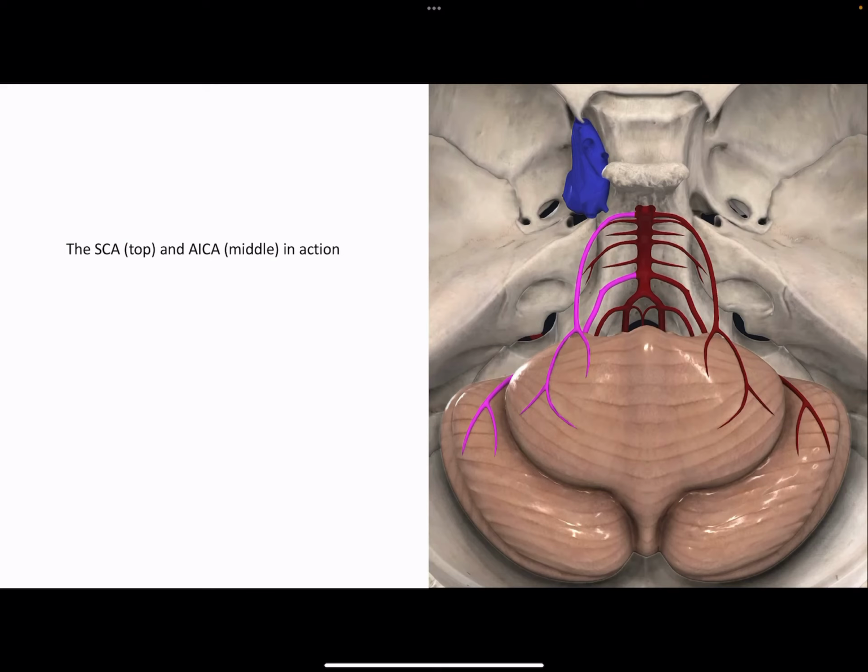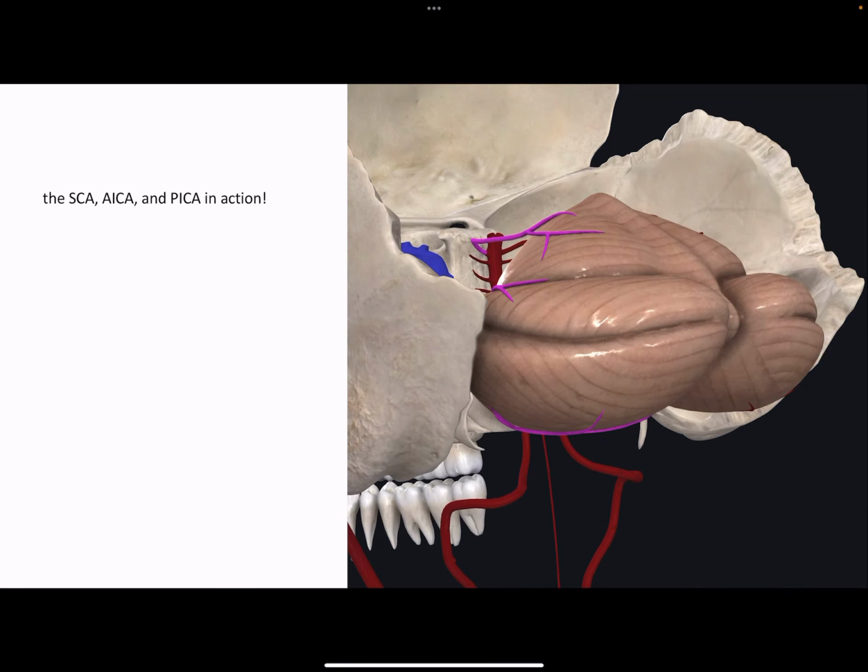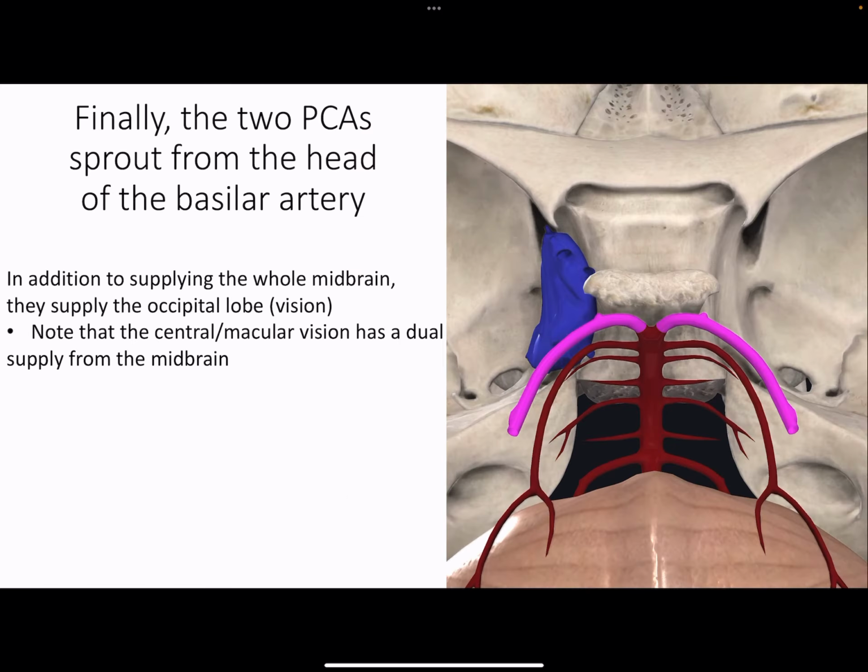And this is just more fun cerebellum hot pics. There's a cerebellum. There's a cerebellum from another angle. Beautiful. Being supplied by the SCA, AICA, and PICA. PICA, AICA, SCA. All right, so now at the end of the basilar artery, we're going to have the PCAs, posterior cerebral artery, branching off.